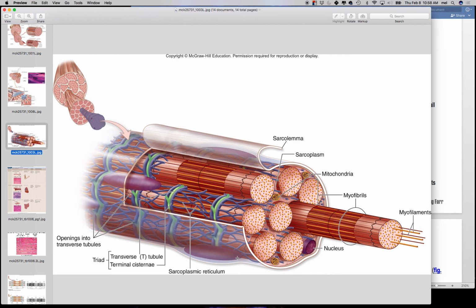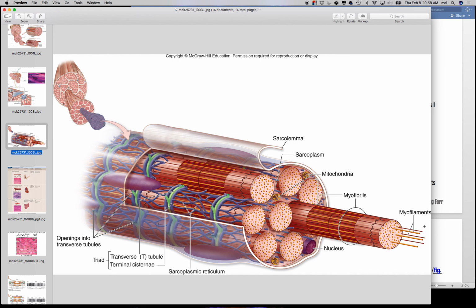Logic question for you. What is the relationship of the sarcolemma to the endomysium? Which one's superficial, which one's deep? It's not drawn on this picture, but I want you to think about it. Sarcolemma is deep to the endomysium, right? Because this is the boundary of the cell, so the endomysium would have to be superficial. Does that make sense to you?